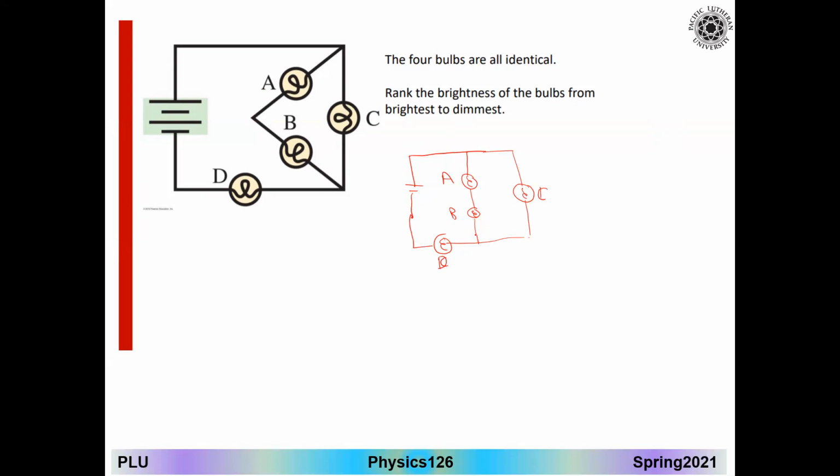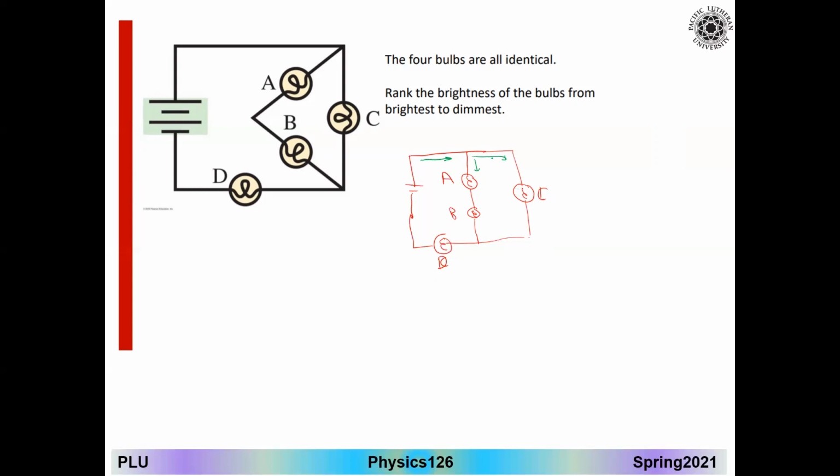Now, let's rank our brightness. The brightness is based on the current that goes through the resistors. So the current here is the main current for the circuit, and this current is going to go this way and this way. In this part, you will face the C bulb, and here we have B and A. Depending on the resistors, here are two series resistors. I end up with the larger equivalent resistance. So RA plus RB is larger than RC.